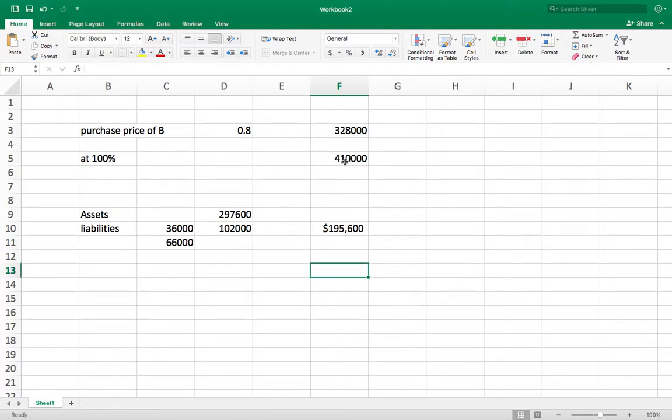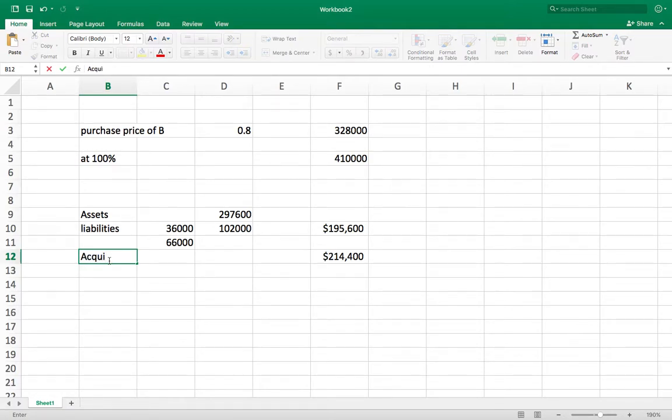So their price at 100% was 410,000. Assets minus liabilities is that, which means their retained earnings and common shares are equal to this. So 410 minus this is equal to 214,400. That is the acquisition differential.